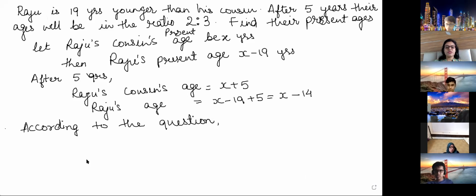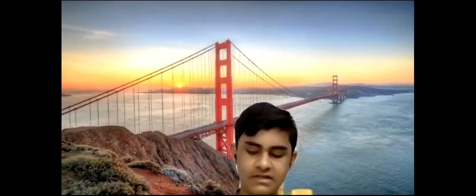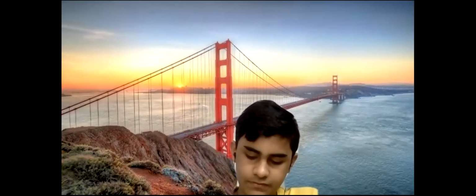So how will I write this ratio? Because it is not directly proportional, that is also ratio only. Ratio and proportion. Anyone knows? We write it as 2/3. Yes, 2/3 is equal to will be there. Okay, but what will be on the left hand side? Raju's age by Raju's cousin's age. x plus 5 upon x minus 14, is equal to 2/3. Okay, so that will be the equation.